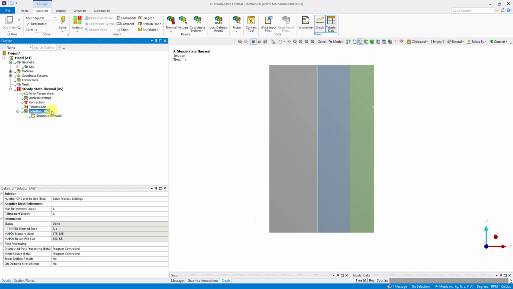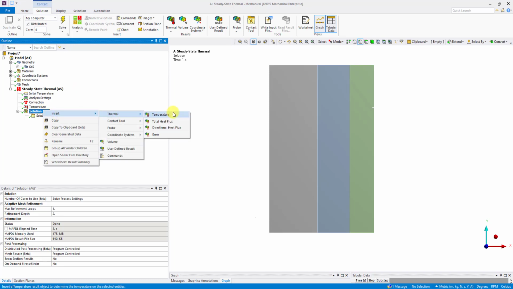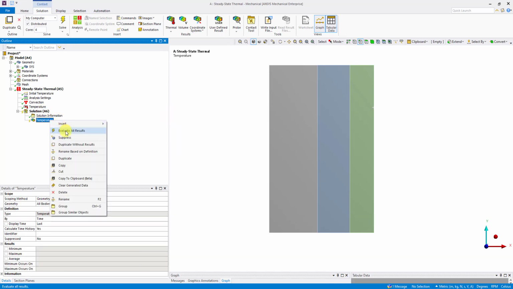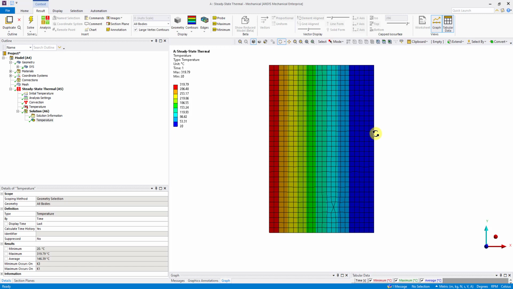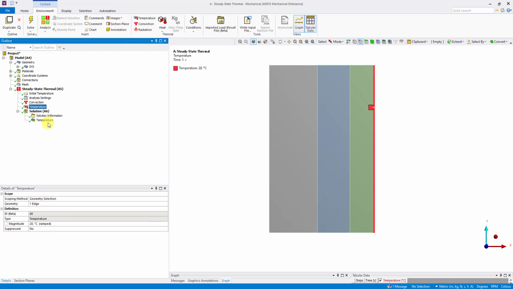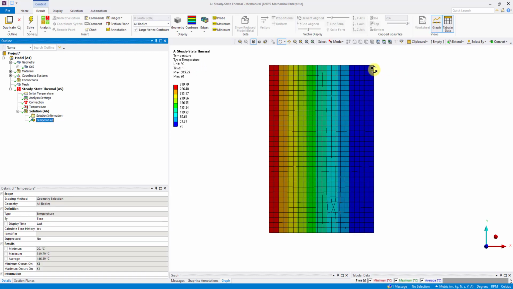So the analysis is solved. Let's see how temperature distribution occurs. We'll go to the solution by going into the context menu, or just right click and say insert thermal temperature. So this is the temperature distribution. Here on the right hand side, as we have provided a fixed temperature of 20 degrees Celsius, definitely the right hand side is the essential boundary condition and it has to be at 20 degrees Celsius.